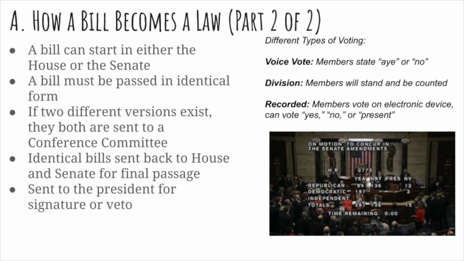Once the bill is passed, it has to be passed in identical form in both houses. So if there are two different versions, the House passes a version that's slightly different than the Senate bill, they would have to iron out those differences in conference committee, and that's where representatives of both the House and the Senate would get together and iron out those differences so that an identical bill could be sent back to both the House and the Senate for final passage, and then from there to the President for either signature or veto.